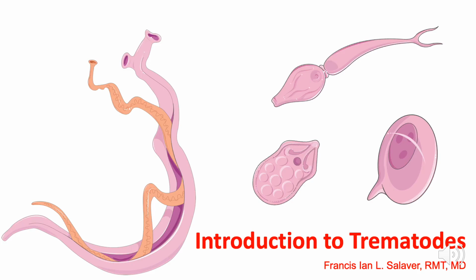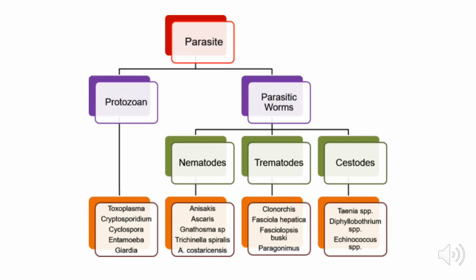Good day, future doctors. Today, we will be discussing the introduction to a group of parasitic helminths we refer to as trematodes. Medically important parasites, or those parasites that can cause diseases in humans, are grouped into protozoans and parasitic worms. These parasitic worms are further grouped into nematodes. We call them roundworms. Then we have the trematodes and cestodes.